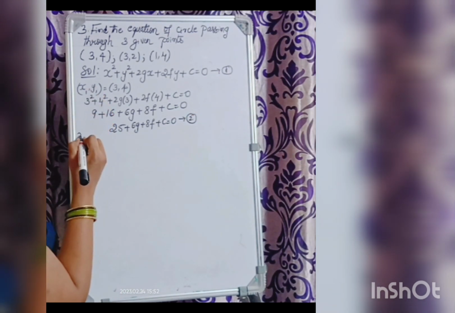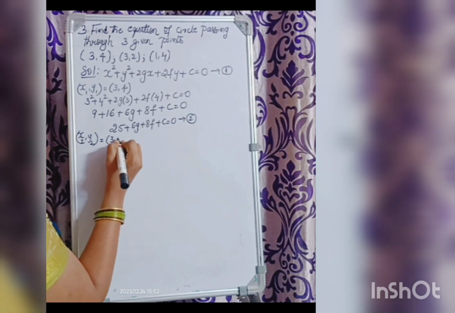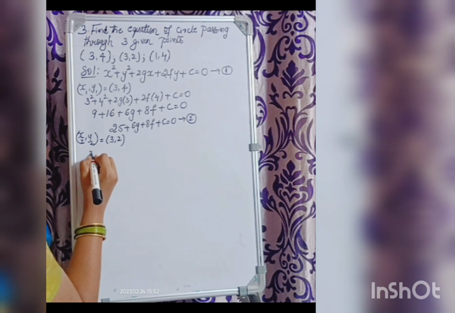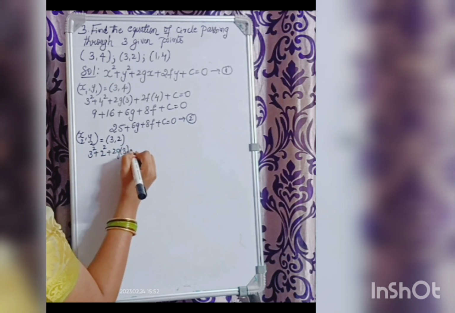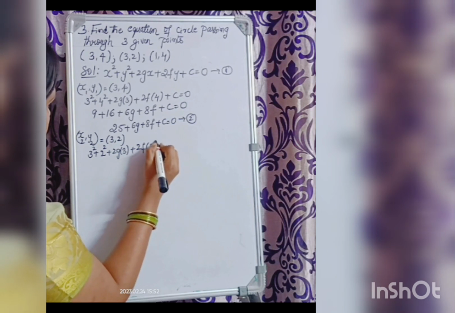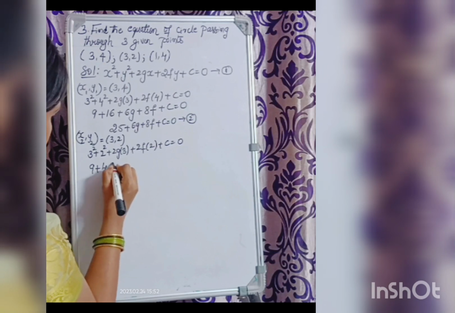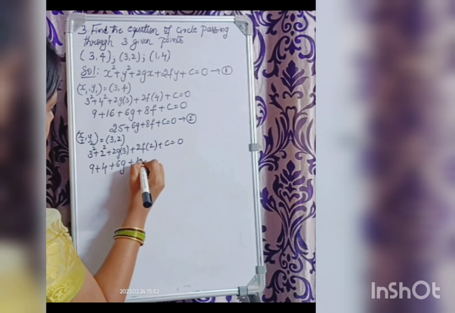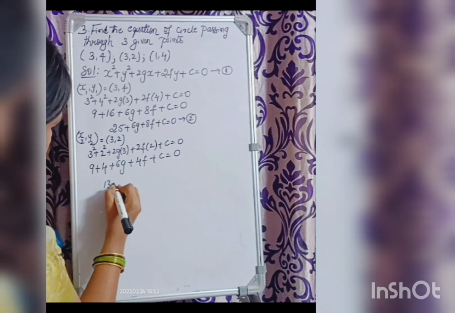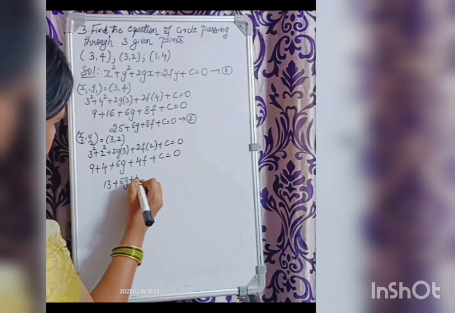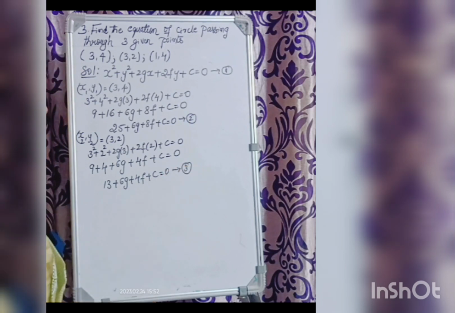Similarly, following the same procedure, I'll get 3² + 2² + 2gx + 2fy + c = 0, which implies 9 + 4 + 6g + 4f + c = 0. In other words, it is 13 + 6g + 4f + c = 0. I'll call this equation 3.